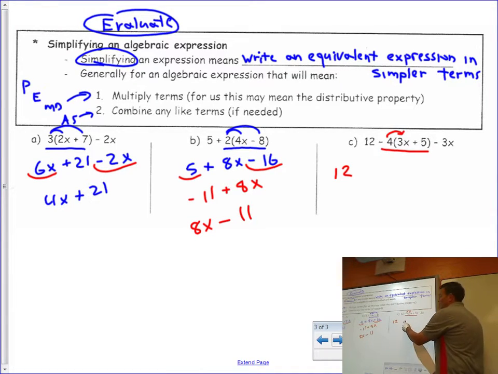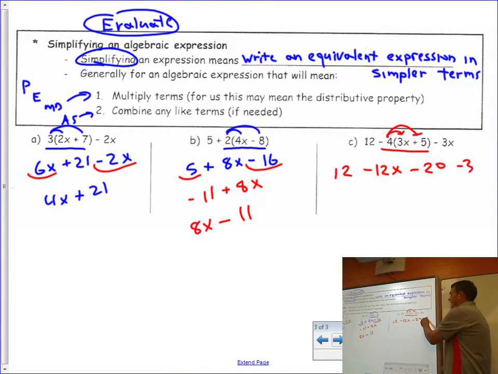Negative 4 times 3 is negative 12x. And negative 4 times positive 5, a negative times a positive is a negative 20. And the minus 3x at the end is not being used yet. This is what I should get when I do the multiplying part of the problem.